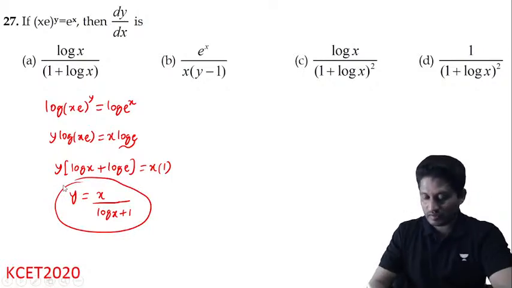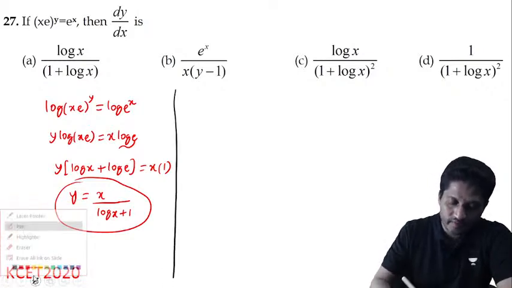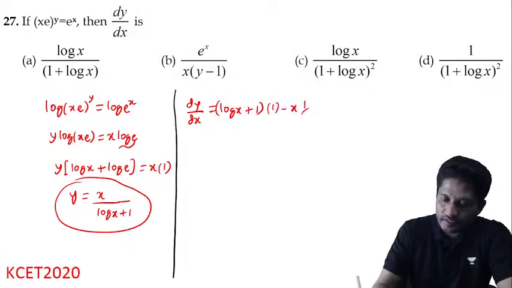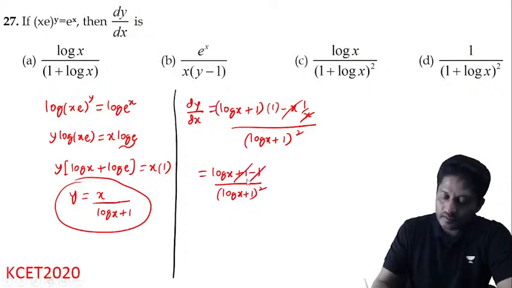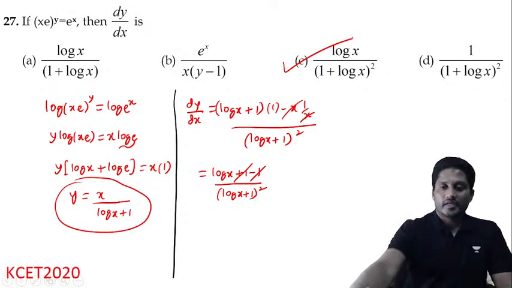Now if I use the quotient rule, if I differentiate this, u by v, dy by dx is equal to v into u dash minus u into v dash divided by v square, that is log x plus 1 the whole square. Right, this will cancel. You will get log x plus 1 minus 1 by log x plus 1 the whole square. This will cancel. You will get log x by 1 plus log x the whole square. Answer is option C. Okay, let's move to the next question.